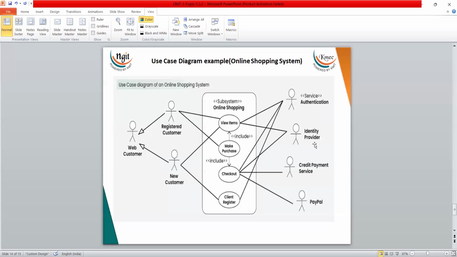And on this side we can see authentication, the identity provider, the credit payment services, and PayPal. All these are the higher priority actors, and these are the low priority actors. Here we can find the use cases inside the system, and this is called the system boundary. These define the overall system, how it can interact, and what types of relations exist between the actors and the use cases.